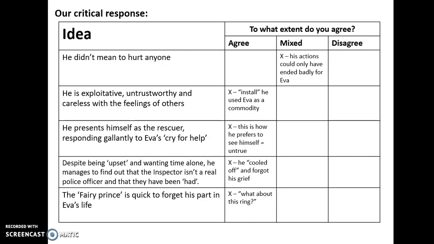Even if the inspector is a hoax, he has cheated on his fiancée, he has committed adultery, he has told her lies. He told her that all last summer he was busy at the works, busy at business, and really he has been sleeping with a young woman that he's installed in his friend's flat. The fairy prince is very quick to forget his part in Eva's life.